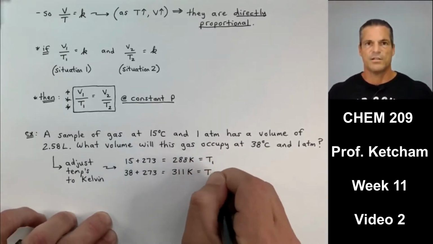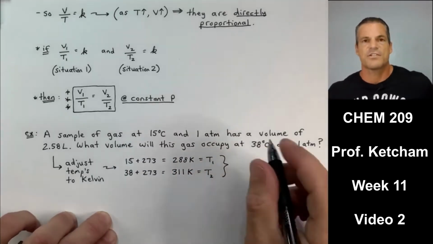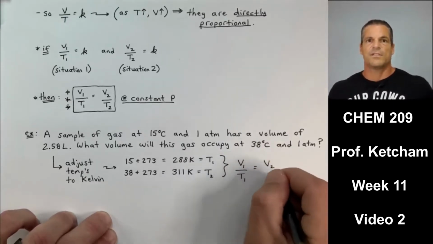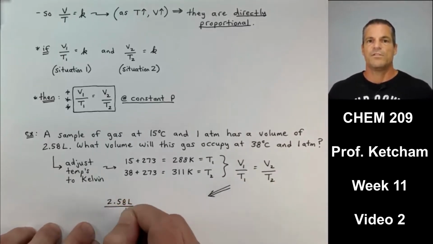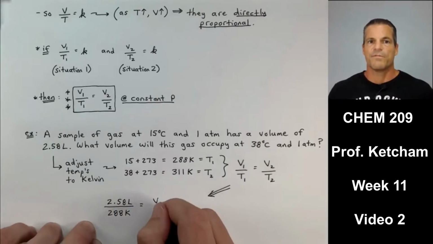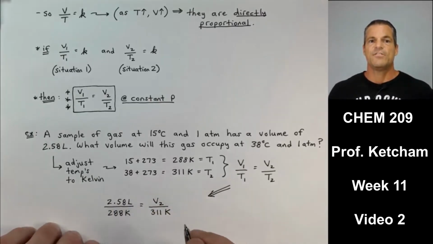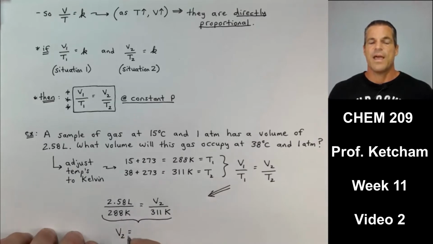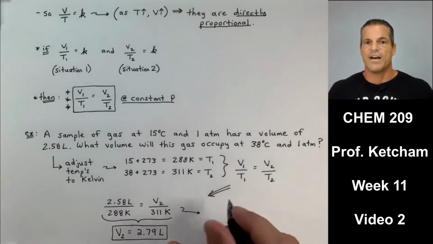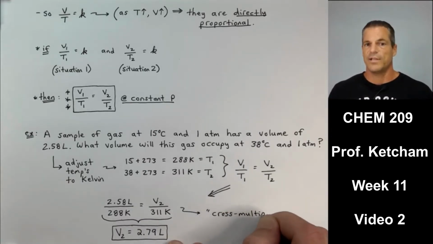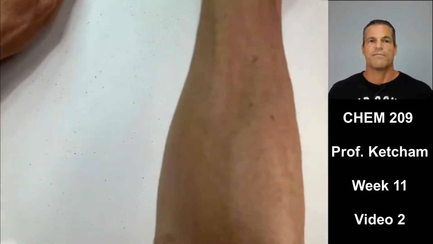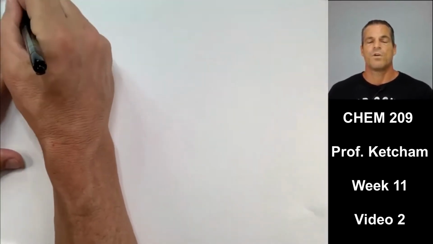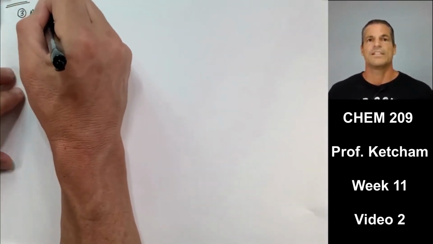First thing we do when we see Celsius in this entire section 5, take all the Celsius values and convert them to Kelvin. So I've done so. V1 over T1 equals V2 over T2. You plug in all the proper values, and I have V2 that I need to solve for. In math, when we see a proportion like this, we cross multiply and divide. So if I cross multiply 2.58 times 311, divide by 288, I get my value for V2, with the proper number of significant figures. Don't forget your units. The units for that last problem were in liters.